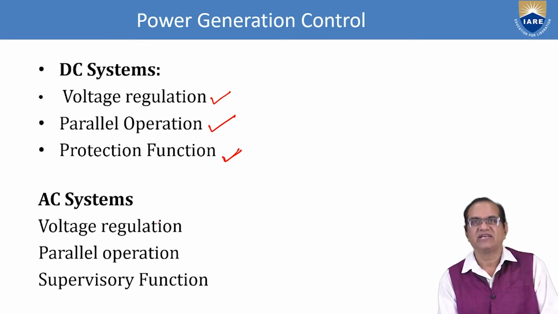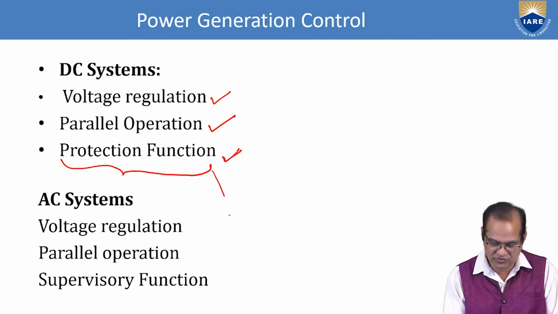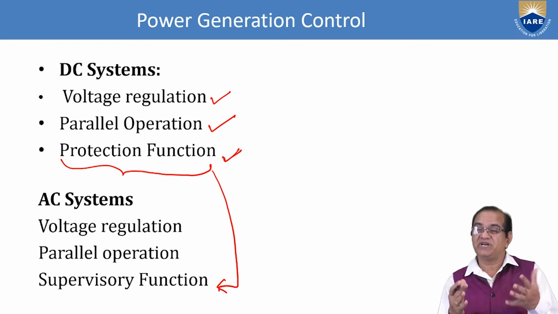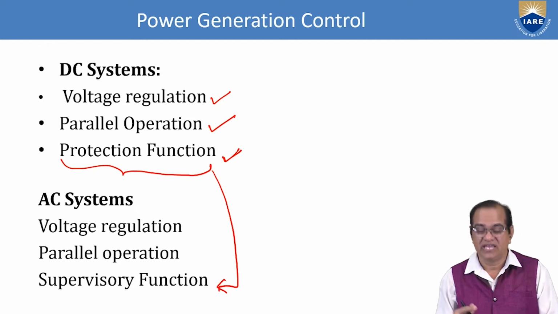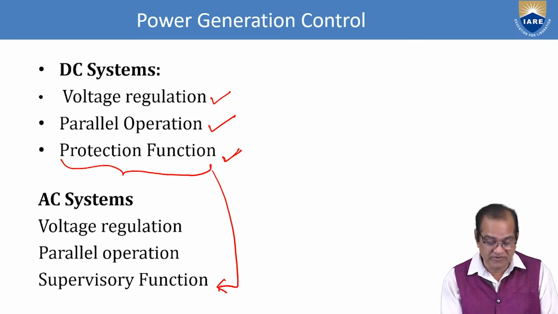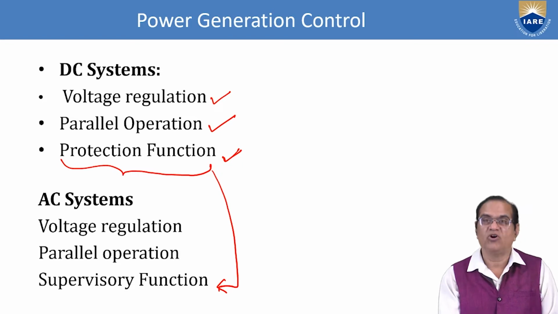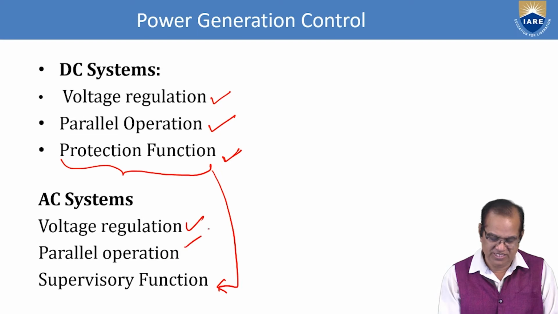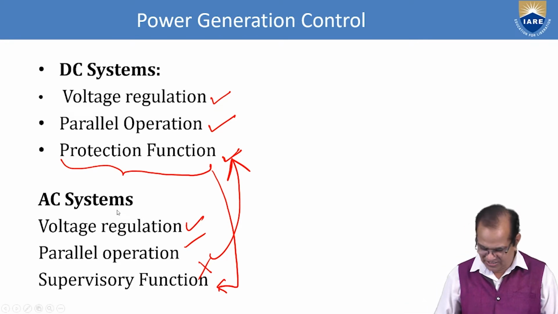If you see here in AC, this protection is changed to the supervisory function. Another system is required, which is much better, with much more safety needed for the AC system, because in the AC system we need the supervisory function. So the voltage regulation and parallel operations are the same, but this is not the same as this. This little variation we are going to discuss in the next few slides.